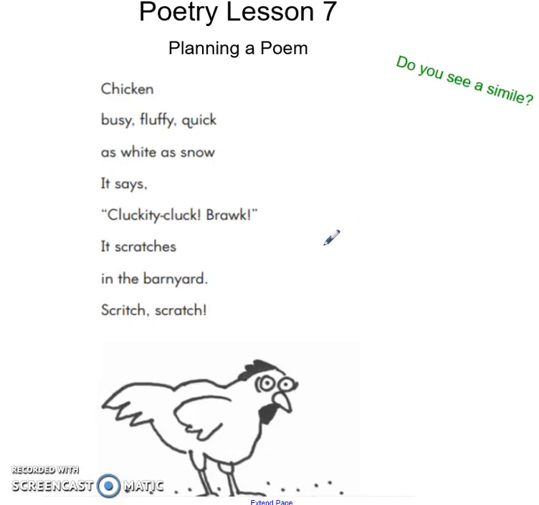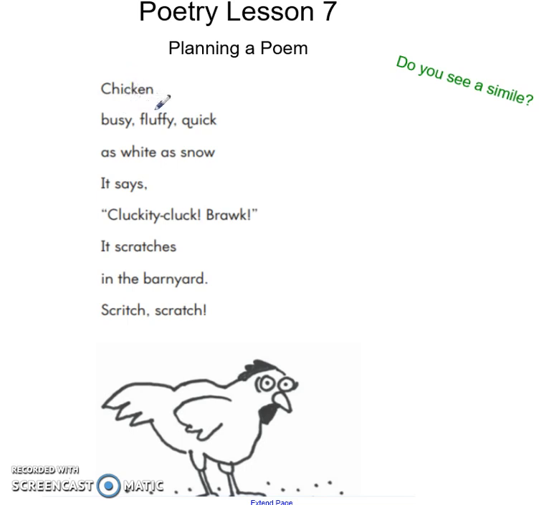Hi, today we're going to do Poetry Lesson 7. Today we're going to plan our second poem, which is going to be an animal poem. Here's an example of an animal poem. I'm going to read it to you.